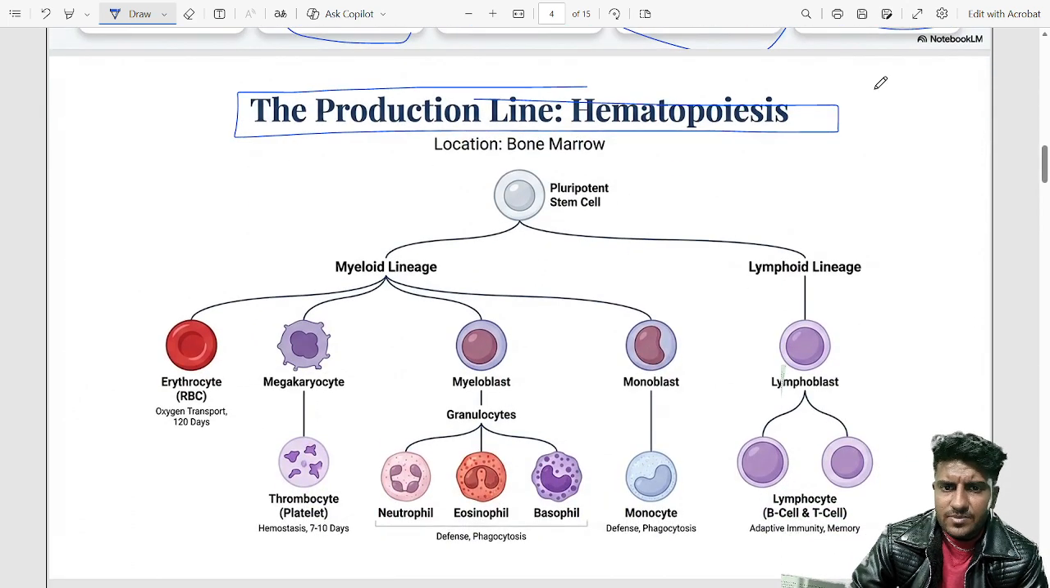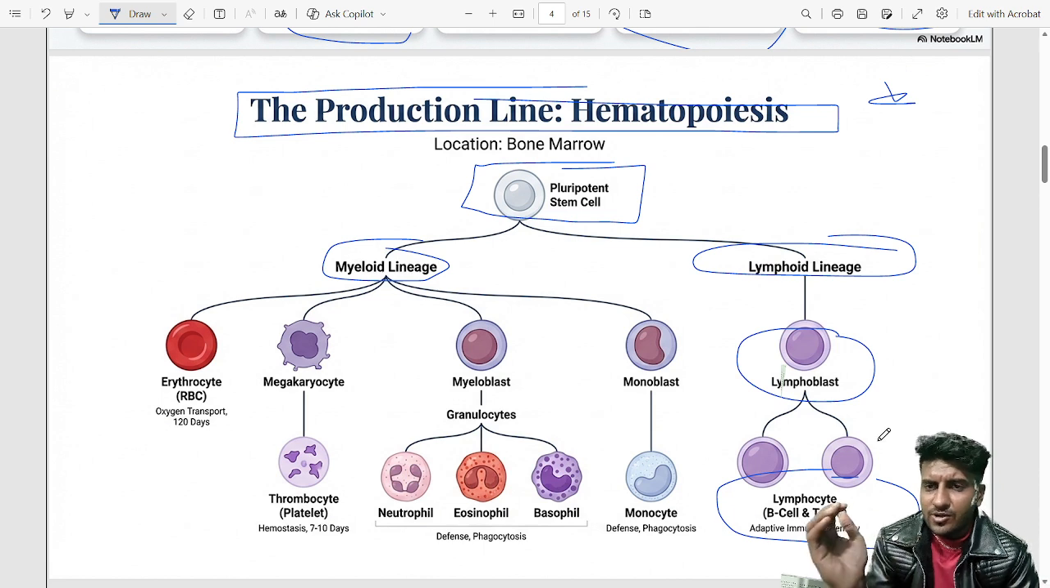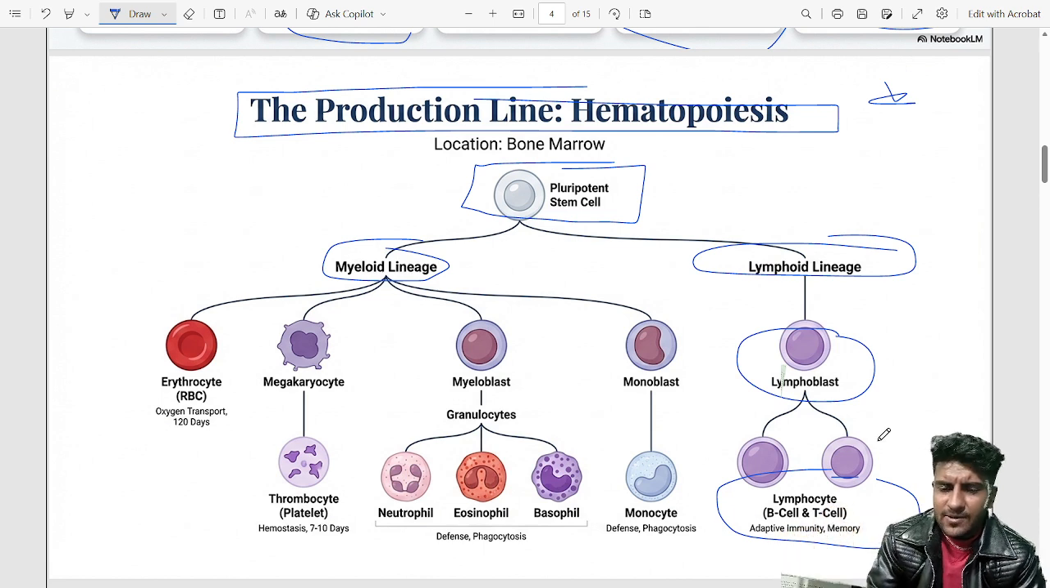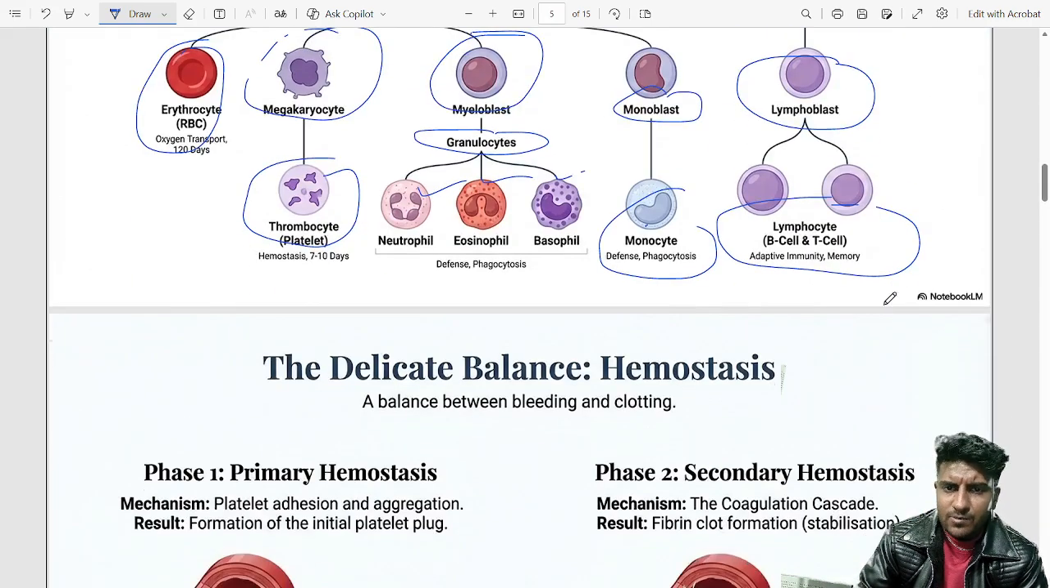So hematopoiesis is a process in which एक pluripotent stem cell होता है जिसका एक lymphoid progenitor होता है और एक myeloid. Lymphoid आपका lymphoblast and B and T lymphocytes. B lymphocytes आपका antibody mediated humoral immunity के लिए है. T lymphocytes आपका cellular immunity. Helper T, killer T, memory T, suppressor T, right? Myeloid आपका erythrocyte, RBCs 120 days की life cycle है. Megakaryocytes, platelets, that is thrombocytes, 7 to 8 days lifespan. Myeloblasts, where you have granulocytes, including the neutrophils, basophils, eosinophils, and monoblast, which includes monocytes. Correct? So these are the myeloid and lymphoid lineage and progenitor cells.